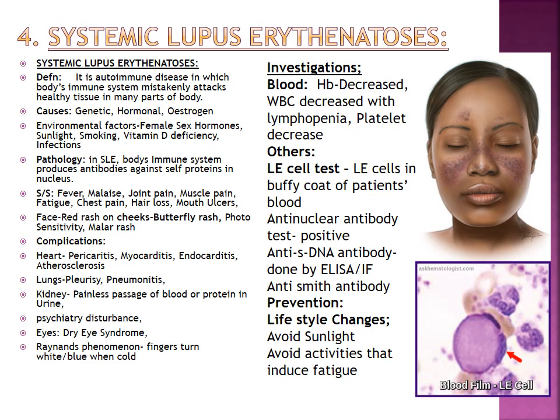Systemic lupus erythematosus is an autoimmune disease in which the body's immune system mistakenly attacks healthy tissue in many parts of the body. Causes can be genetic, hormonal like estrogen, environmental like sunlight, smoking, vitamin D deficiency, infections. In SLE, the immune system produces antibodies against self proteins in the nucleus. Symptoms: fever, malaise, joint pain, muscle pain, fatigue, chest pain, hair loss, mouth ulcers, red face, rash on cheeks, called butterfly rash, photosensitivity, malar rash.